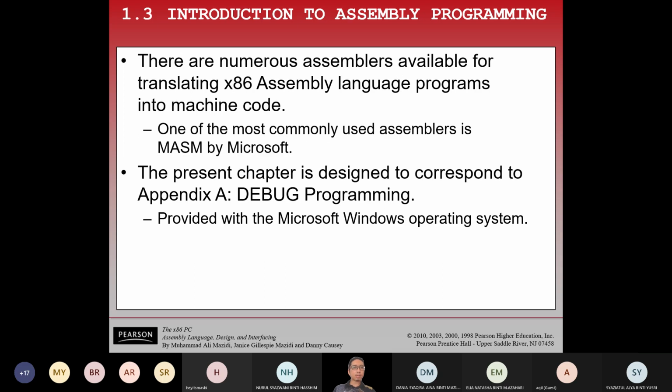All right. So there are multiple assemblers available to translate the x86 assembly language. One of the commonly used assemblers is Microsoft's MASM, Microsoft Assembler. This is developed by Microsoft, and then we want to do the debugging. You can do that with Microsoft Windows.